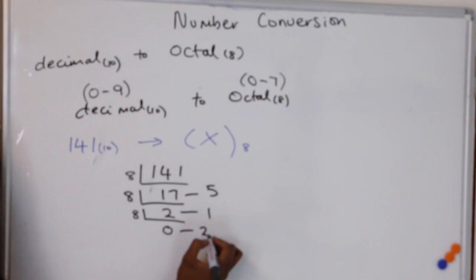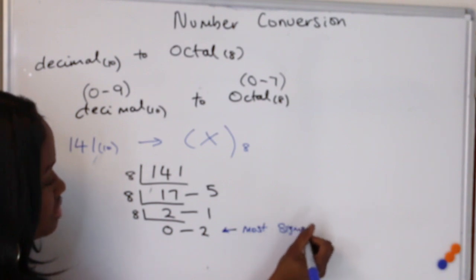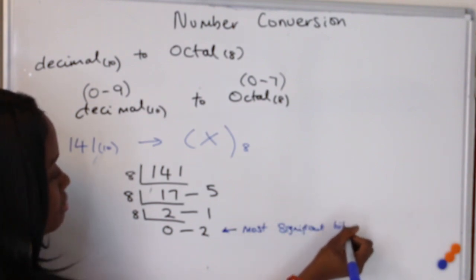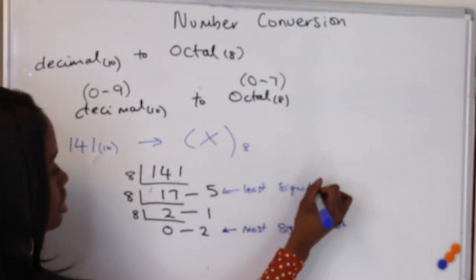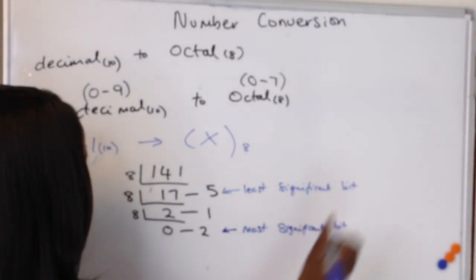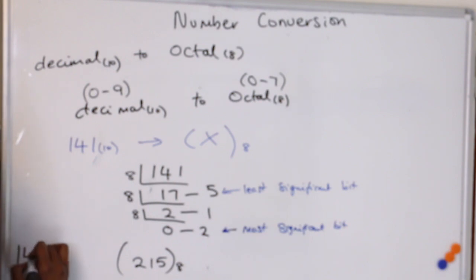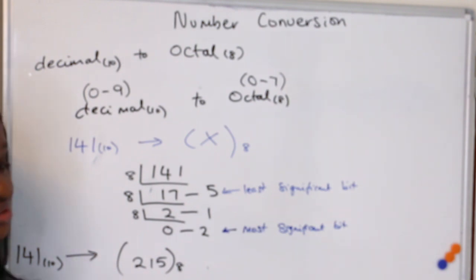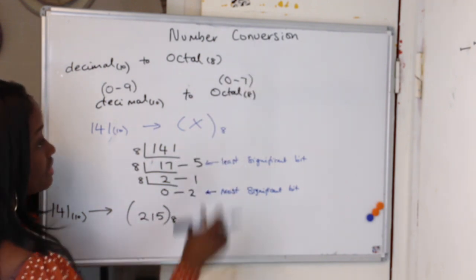with the remainder 2. Okay, so if you remember from before, this is the most significant bit and least significant bit. So when we rewrite it, we start from the bottom and work up. So we write 215 to the base 8. So 141 to base 10 can be converted to 215 to base 8. Never forget that the remainders are only between 0 and 7, because it just has to always be between 0 and 7 if it's for octal.